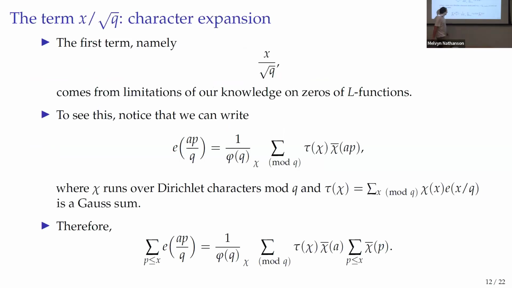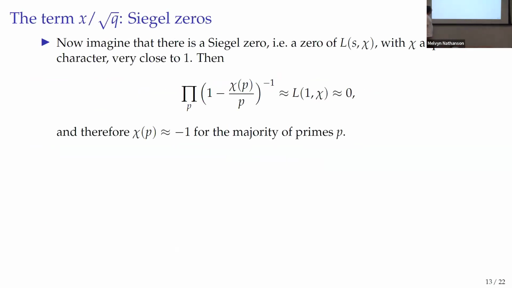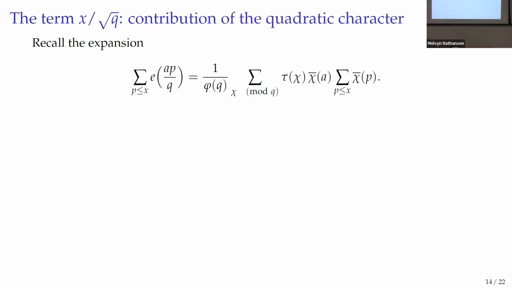And now notice this is something that can be understood through L-functions. So this is what we're going to do. Assume that there is a Siegel zero. If there is a Siegel zero, then there's a zero very close to 1 for a quadratic character, which means that L(1, chi) is very small. And if L(1, chi) is very small, it means the Euler product is very small. And the only way that this can be small is if you have chi(p) close to -1 for the majority of primes p.